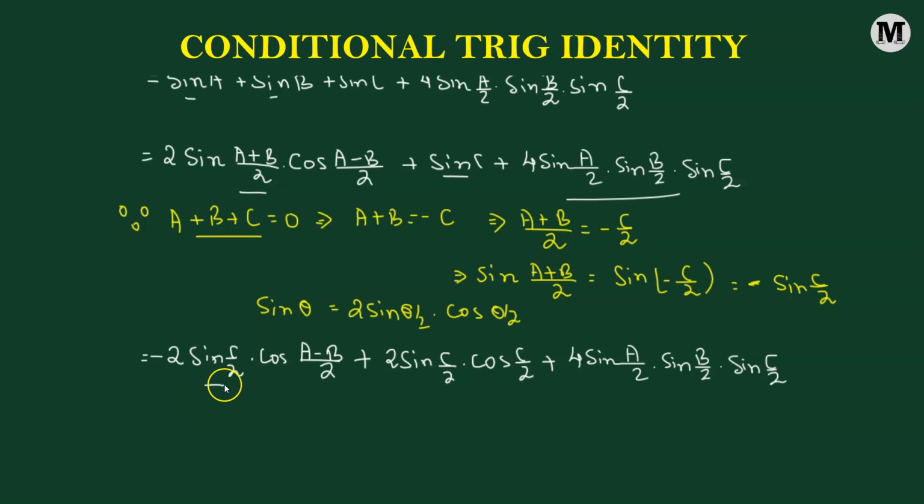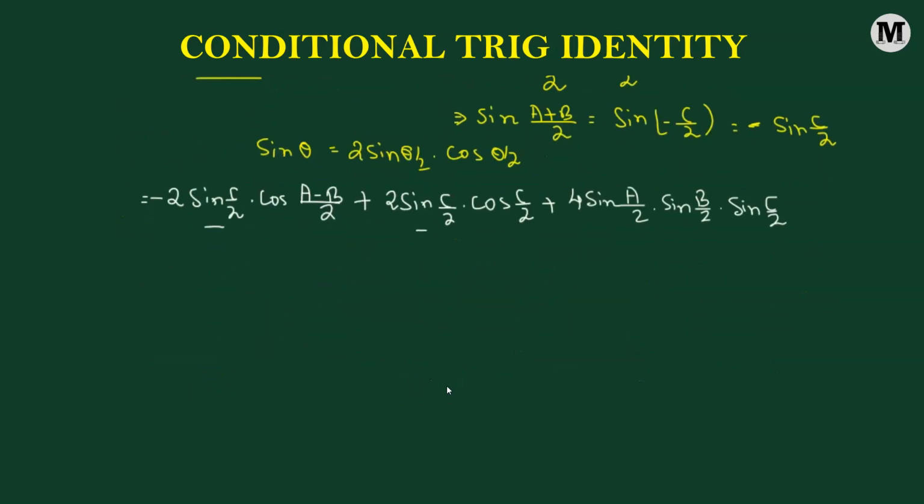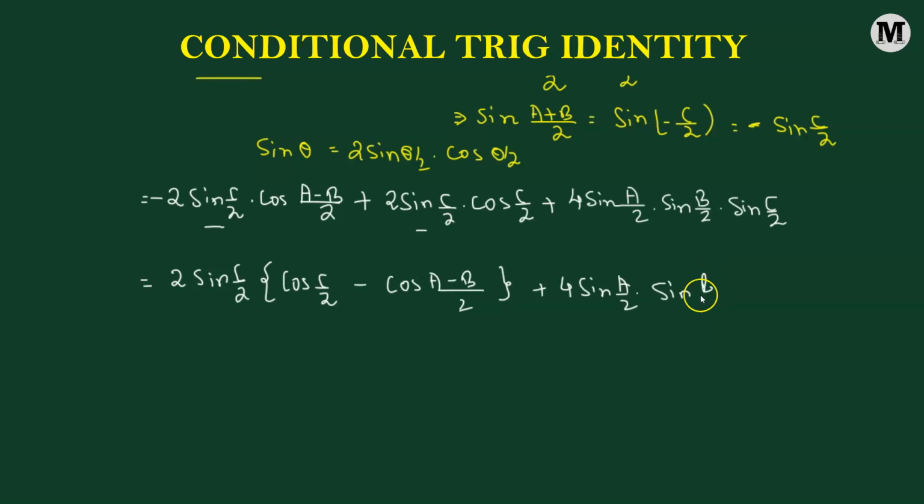So now we can take sine C over 2 as the common factor from the first and the second term. Let's take 2 sine C over 2 as the common factor. We're going to consider the second term first. So this is going to leave us with cosine of C over 2. And the first term leaves us with cosine of A minus B over 2. Fine. Added to 4 times sine A over 2, sine B over 2, and sine C over 2. Fine. Now, in the next step, we're going to combine these two cosine functions.